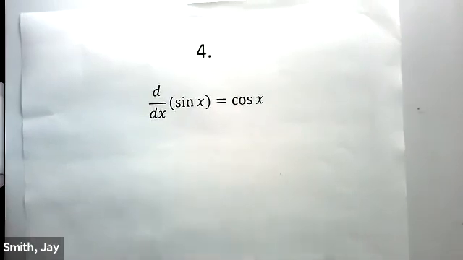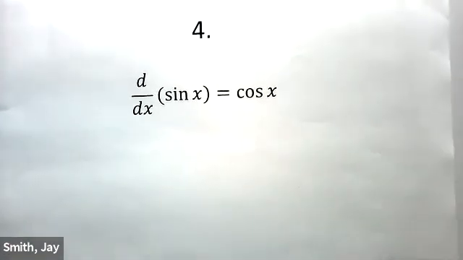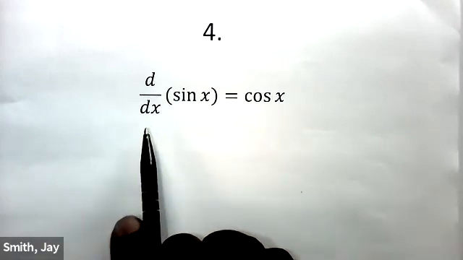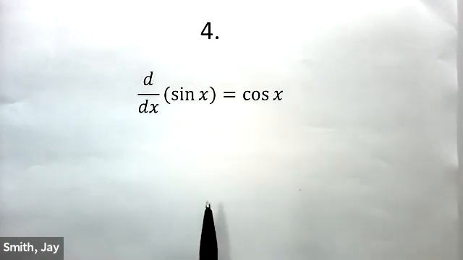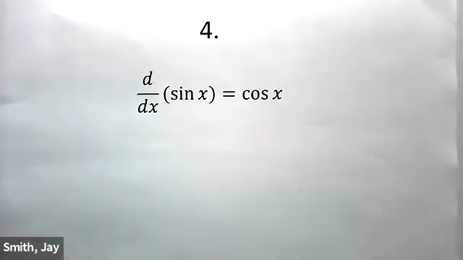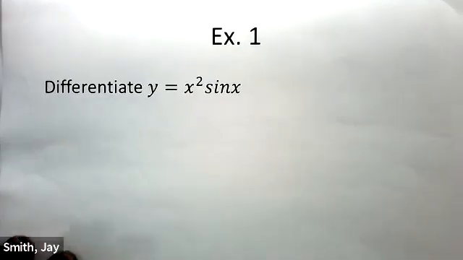The first trigonometric function that we need to know the derivative of is sine x, or d/dx of sine x, the derivative with respect to x of sine x, is cosine x. So in example one, we're asked to differentiate the function y, given that y is equal to x squared times sine x.